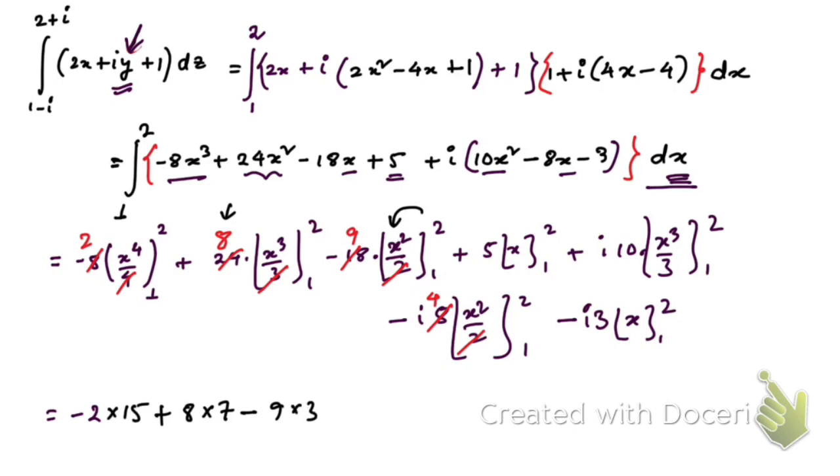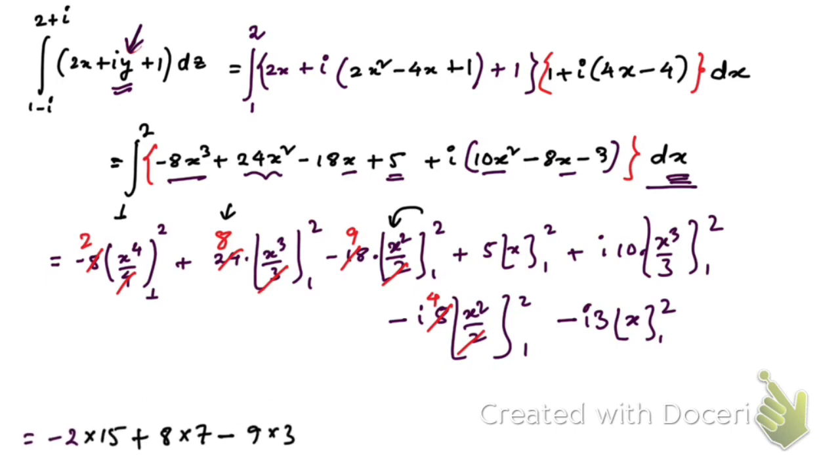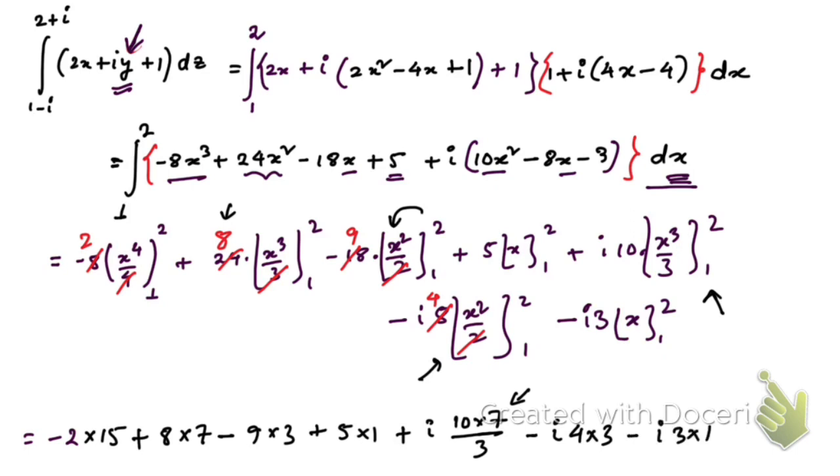Similarly, putting upper and lower limits in all steps, in all the terms, we're going to have this one, that is nothing but again 5 only, 5 into 1, right? Then plus I into 10 into 7 by 3 from this term. Then from this term, we're going to have minus I into 4 into 3, then minus I into 3 into 1. From this term we have got I into minus I into 3.